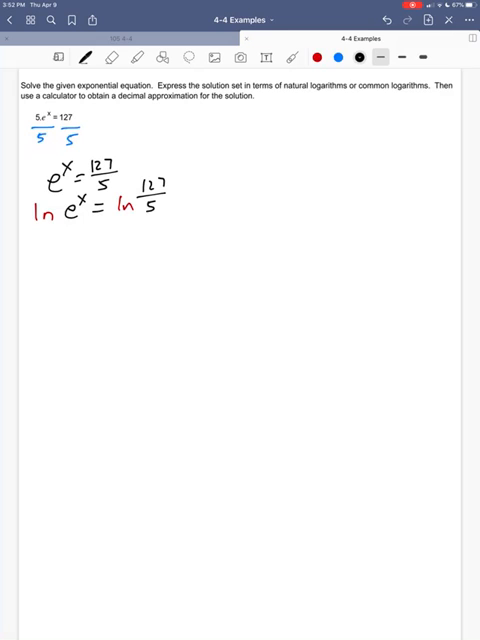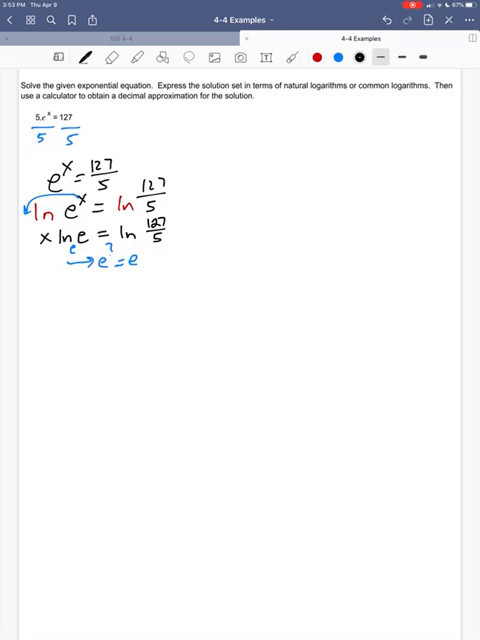And now I can use this property where I bring the exponent down in front. So I get x times the natural log of e equals the natural log of 127 over 5. Now, what about the natural log of e? Natural log is log base e, so that's really log base e of e. And remember, that really says then e to what power is e?